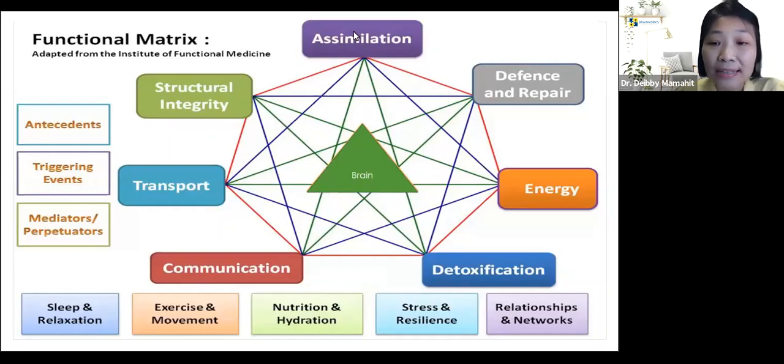Assimilation, which includes our intake of oxygen into the body and our intake from the digestive function into the body; the defense and repair system, which is our immune system; the energy, which is our battery so that we can run our brain; the detoxification, which is where the waste gets discarded after it has been used by our metabolism; the communication, which is the work of the neurotransmitters and the synapses; the transport system, where our cardiovascular system and our lymphatic system work; and the structural integrity.